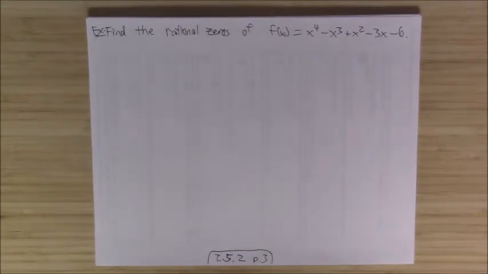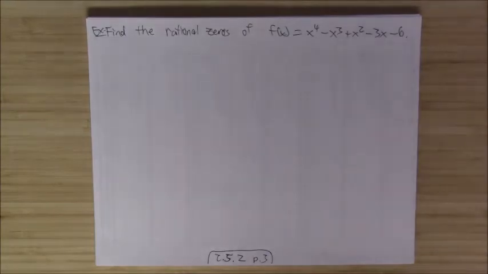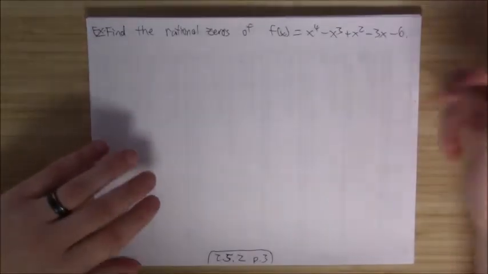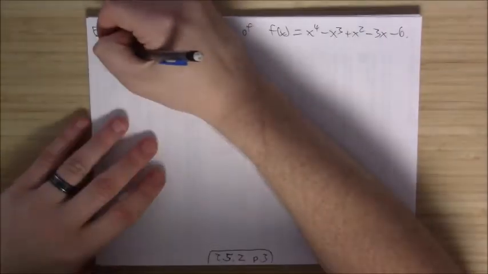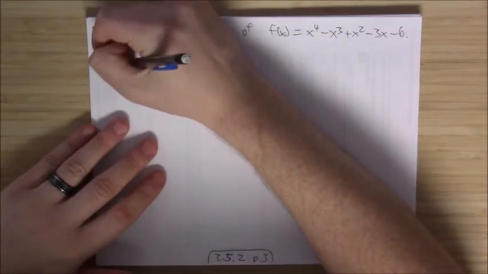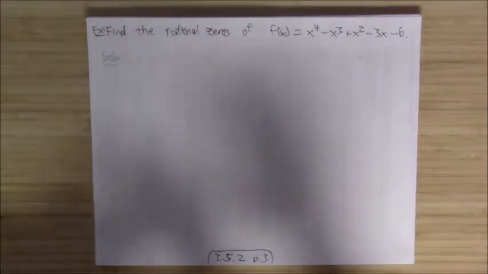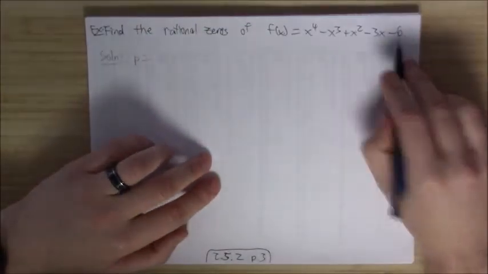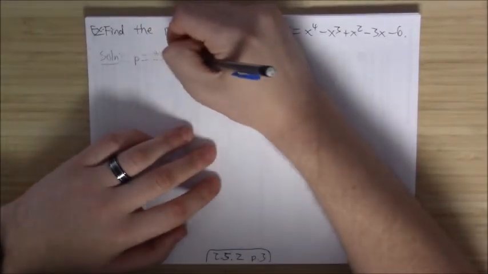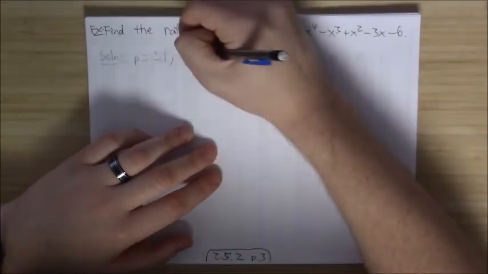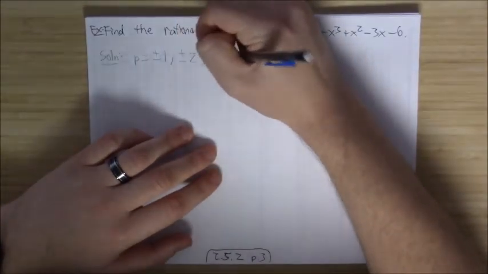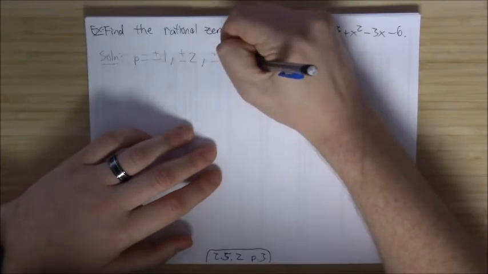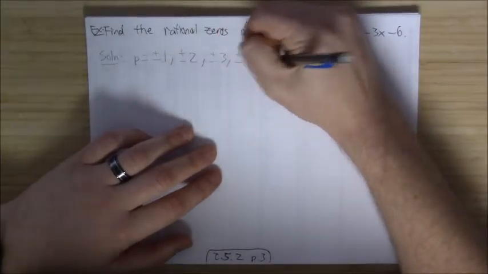Well, let's try another example. So let's go ahead and find the rational zeros of f of x equals x to the 4th minus x cubed plus x squared minus 3x minus 6. All right, first, let's figure out what our possibilities are. Well, here, p has to be a factor of 6. That's plus or minus 1. Positive 2 and -2 are both factors. Positive 3 and -3 are both factors. And positive 6 and -6 are both factors.